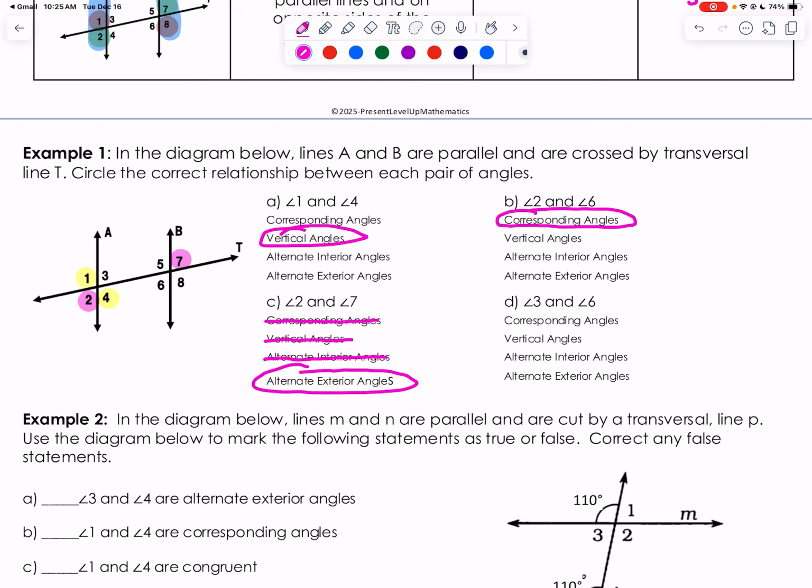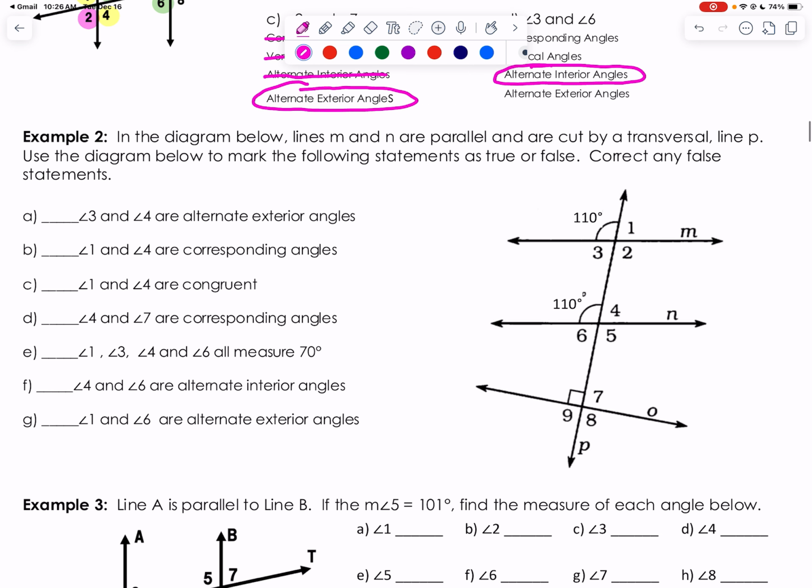All right. In our last example, D, we want to look at the relationship between angle 3 and angle 6. Pause the video and try this one on your own. All right, welcome back. Did you choose alternate interior angles? If you did, you are correct.